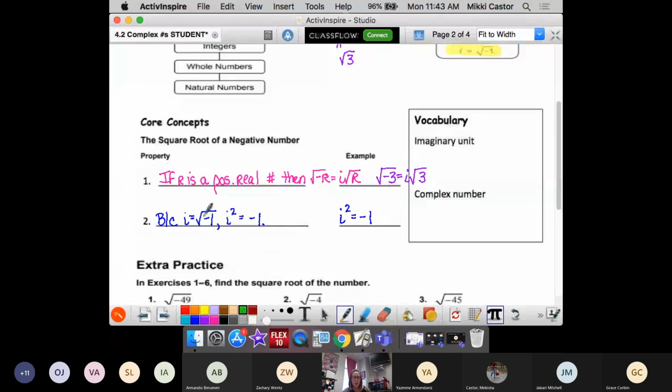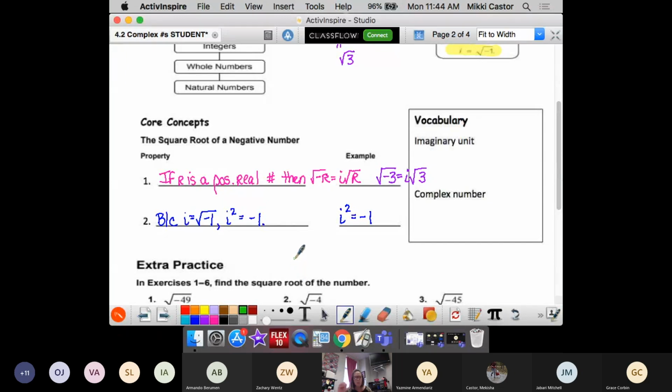If you take a look at this equation for me real fast, i is equal to the square root of -1. If I square both sides, if I square here and I square here, what we worked on last time is that a square and a square root would cancel each other out. So these would cancel each other out, and I'd have i squared is equal to -1. So that's why i squared is equal to -1.